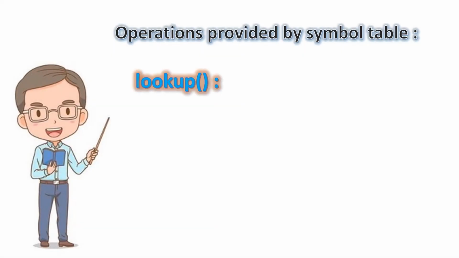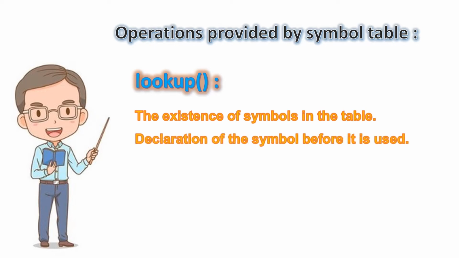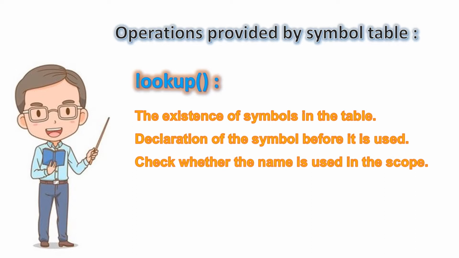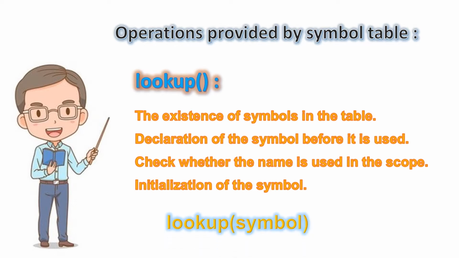Lookup. It is used to search a name and it determines the existence of symbols in the table. Declaration of the symbol before it is used. Check whether the name is used in the scope. Initialization of the symbol. The basic format of lookup function is lookup symbol. This format varies according to the programming language.